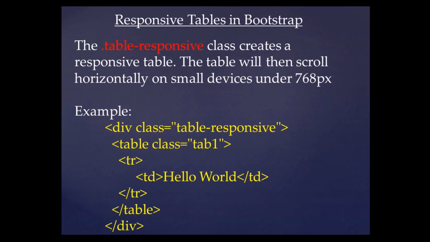And here is an example, the code of how you can make use of a responsive table in Bootstrap. So you need to use a div element with the class table-responsive. Then you give another class name to the table, which can be anything, and then it becomes responsive.